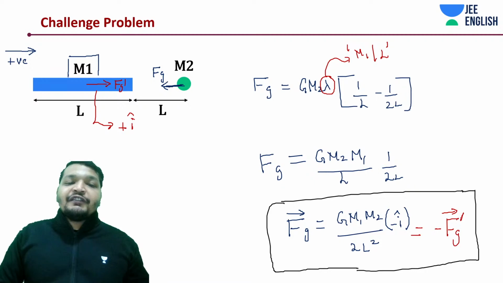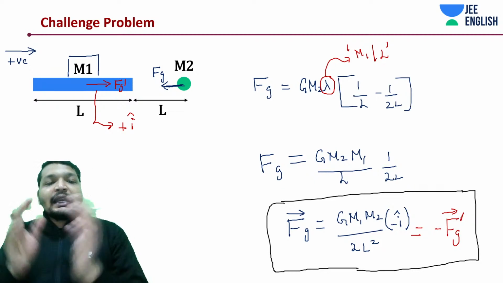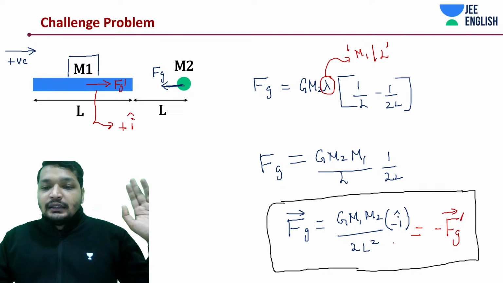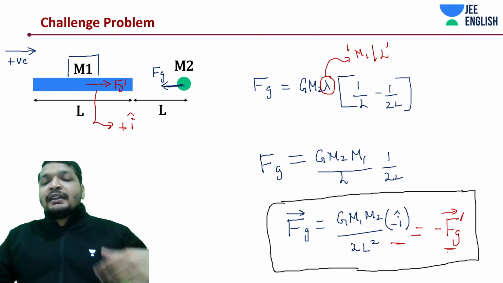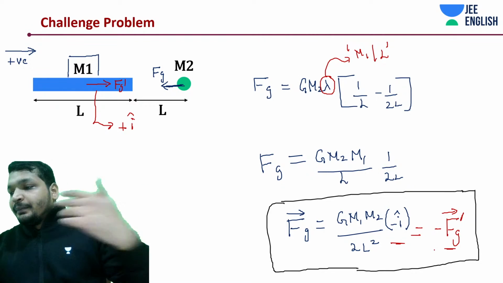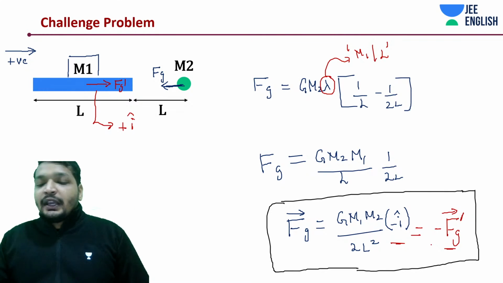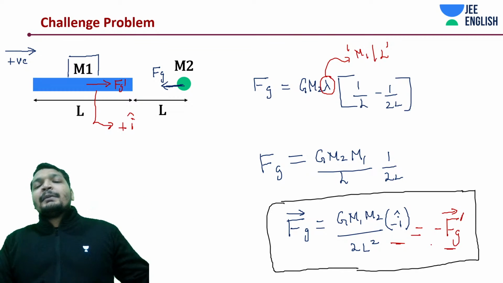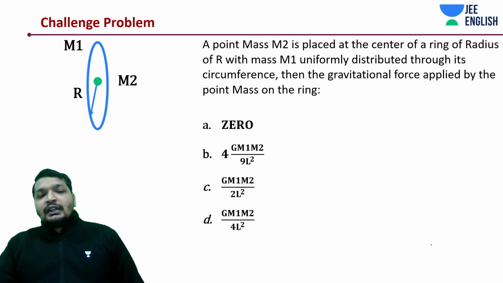What is the direction of Fg? Fg's direction is minus i cap. Clear? This should be clear. And this is minus Fg dash, so it's going to be plus i cap. Okay? Let's move on to the next problem. Then I believe this one should have been really clear.